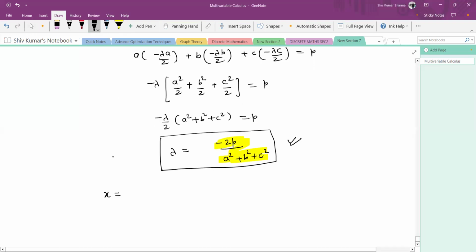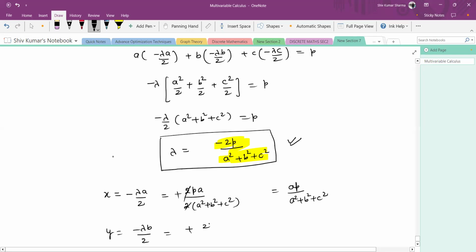So the value of x equal to minus lambda a upon 2. So we put the value of lambda in this equation. So we see that minus minus is plus, and this gives us 2pa upon 2 into a square plus b square plus c square. So 2 cancel, minus minus we can add plus. So this gives us ap upon a square plus b square plus c square, and y equal to minus lambda b upon 2.